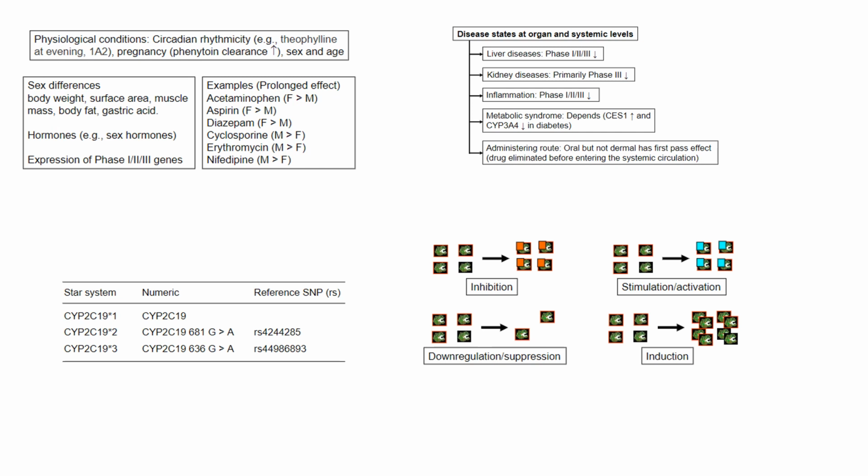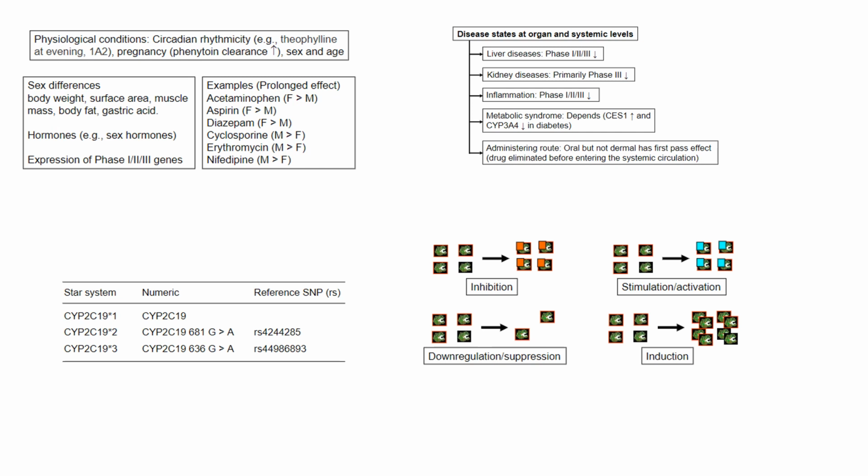Liver diseases can affect all phases of metabolism. Because obviously if we have a problem with our liver, our CYP enzymes might not work as well, our organic molecule transferases in phase 2 might not work as well, or our transporters might not work as well. Kidney disease won't really affect phase 1 and 2, but there are transporters in the kidney for phase 3 as well. So if we have kidney disease, that can affect phase 3 metabolism.